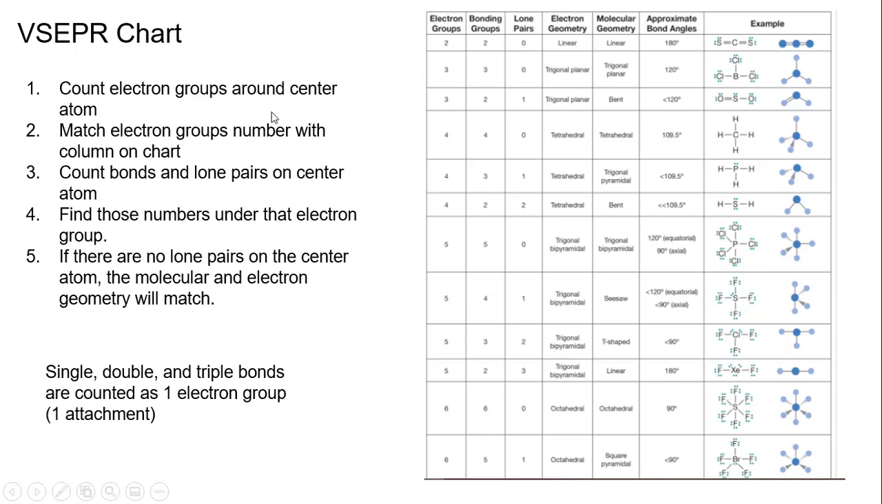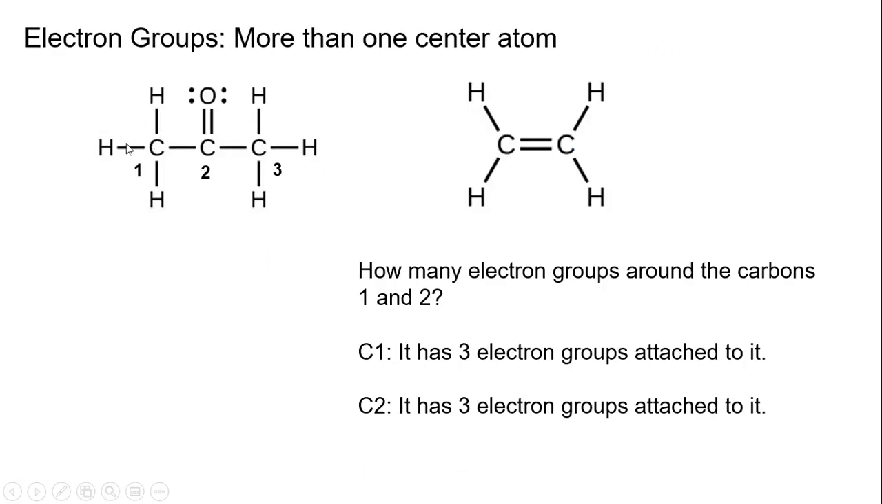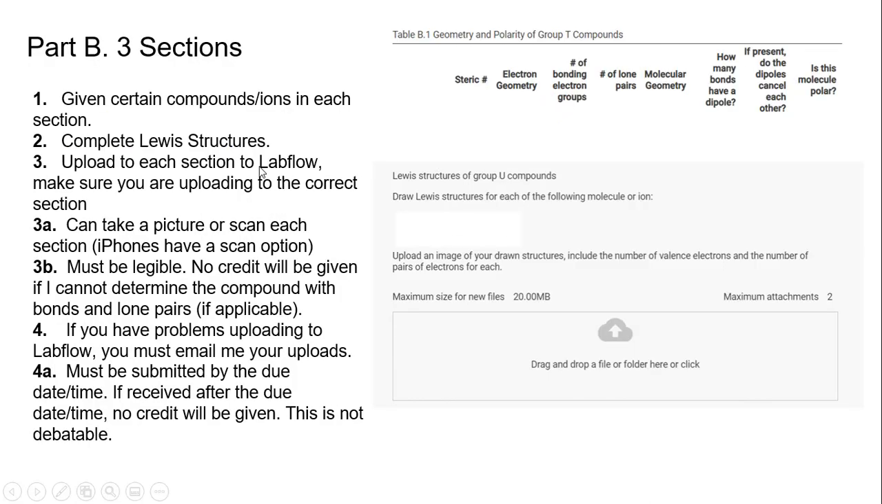You count your electron groups around the center atom. Even if you had multiple center atoms, you're going to count each one separately like I did a couple slides ago. Because if we go back, this geometry is not going to match this geometry, because this one only has 3 and this one has 4. So you can have different types of geometries in one compound.